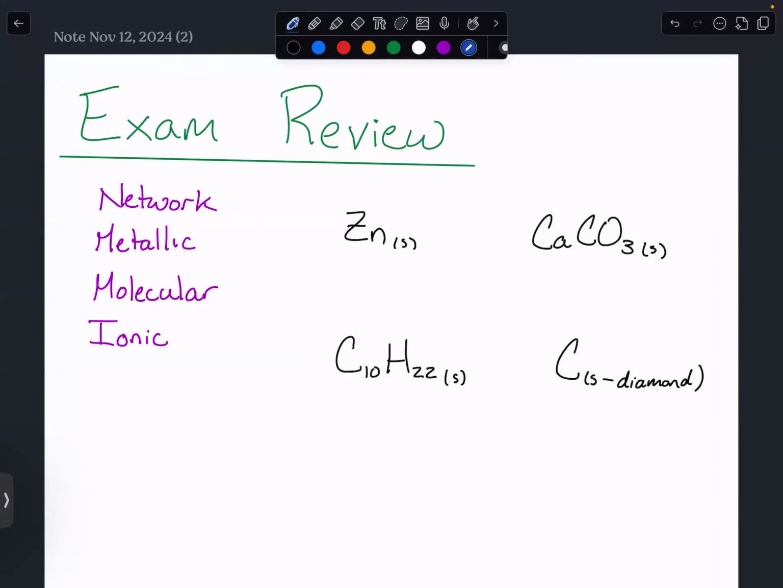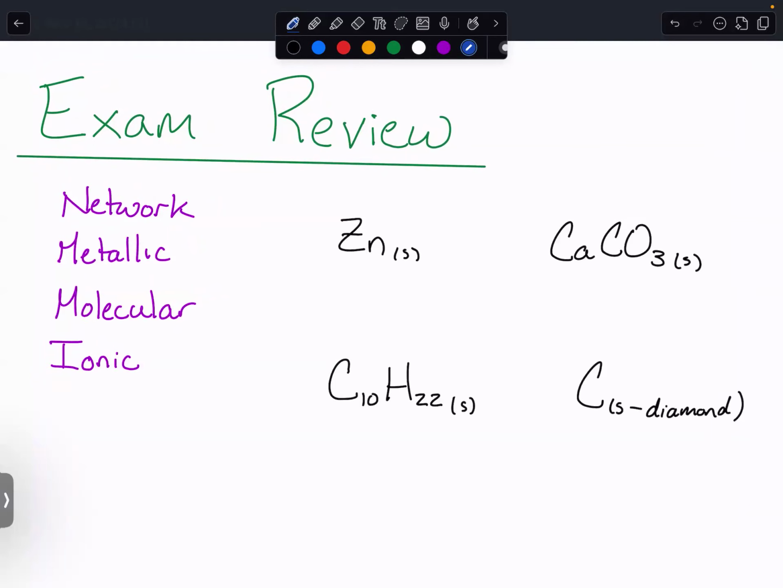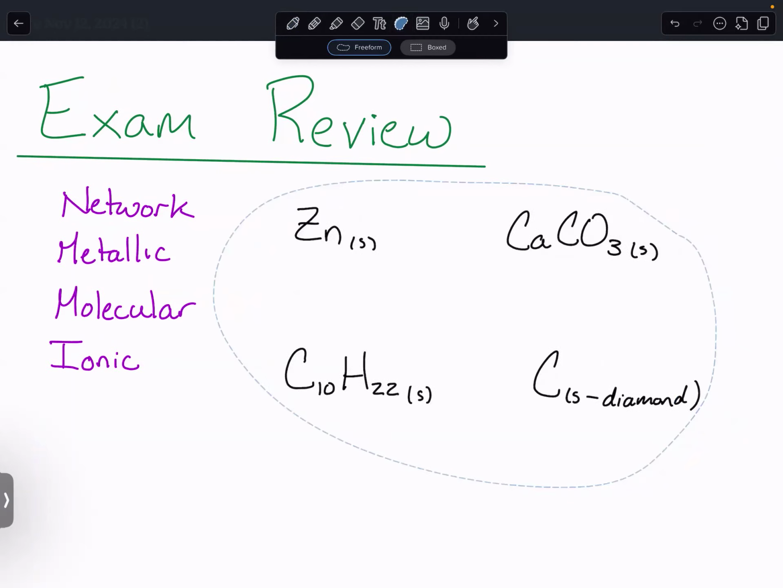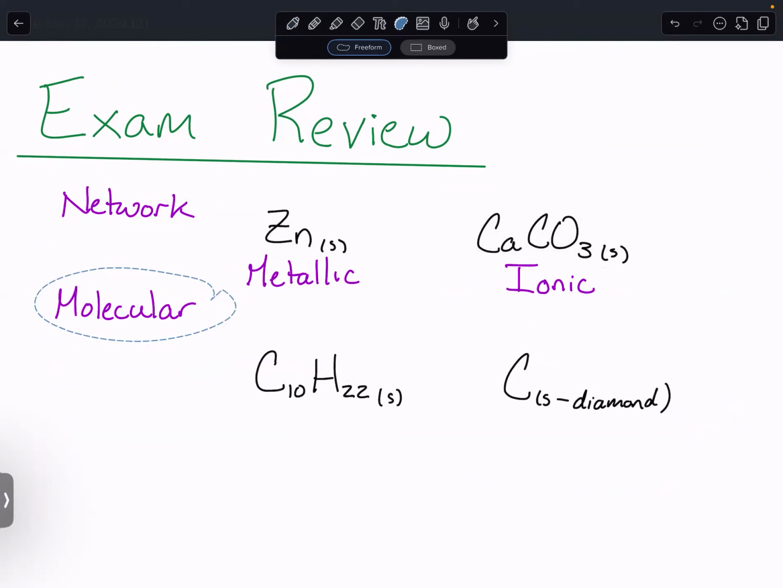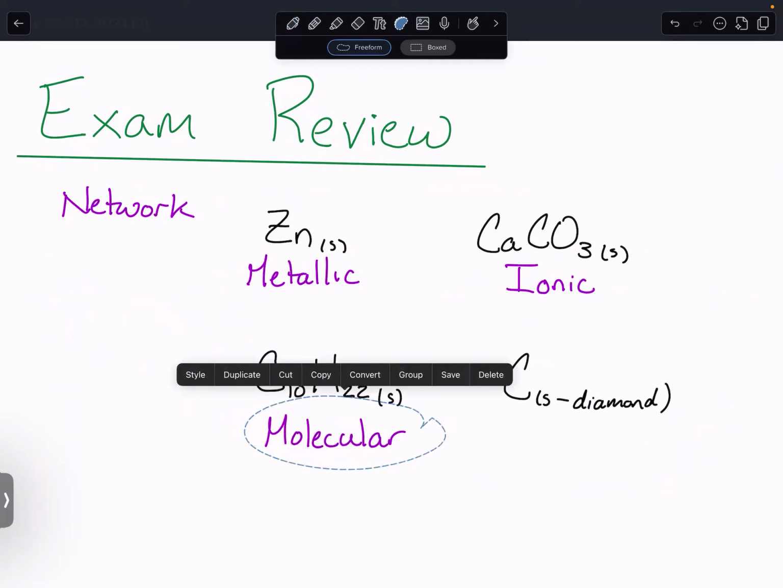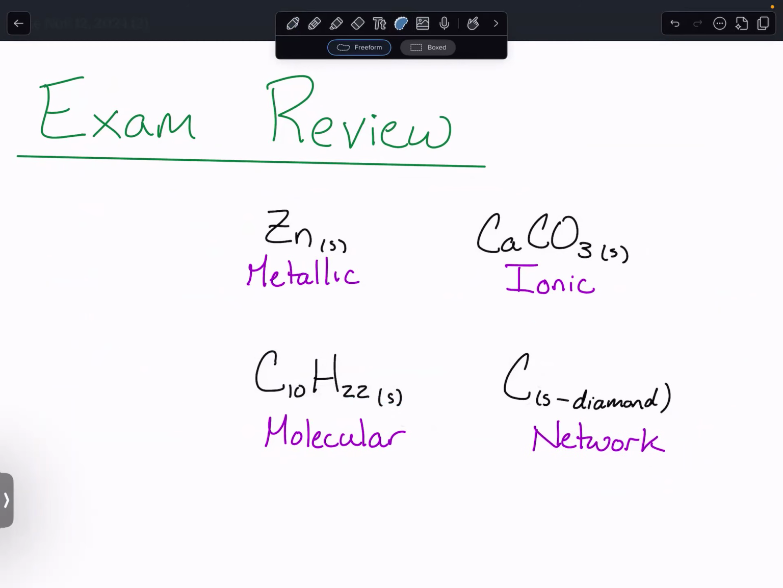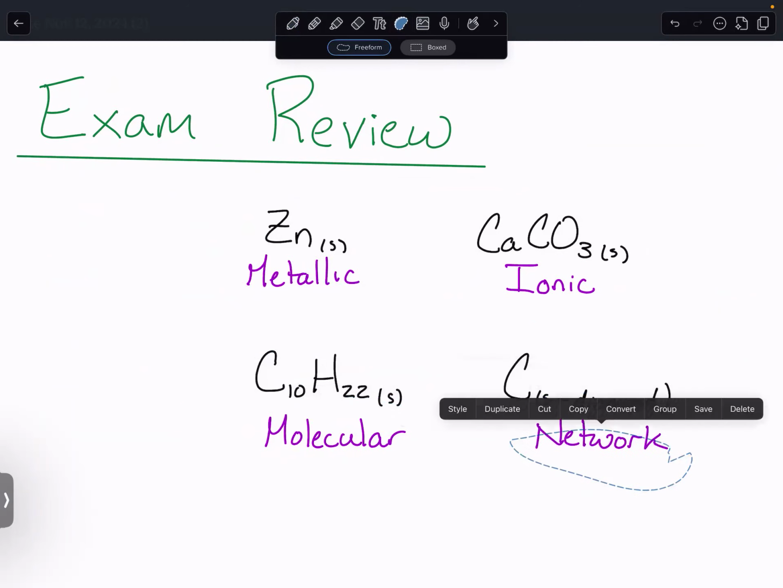All right, so let's go through and start matching these up. These are all solids, so they all have that solid designation. Which one of these would zinc be? Metallic. What about the calcium carbonate? That's an ionic compound. C10H12, decane. What do we got? Molecular. And what about the diamond? Network, right? Network was that very small category. There were only a few specific examples that we had.